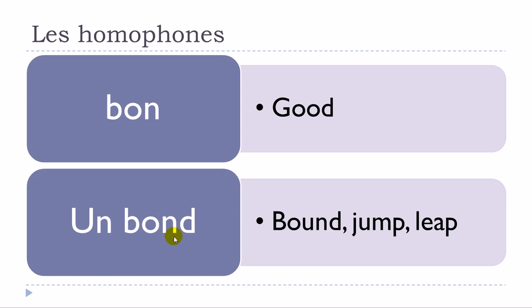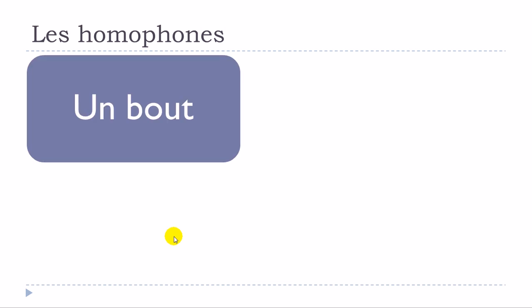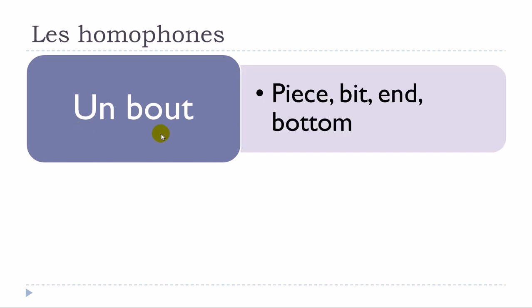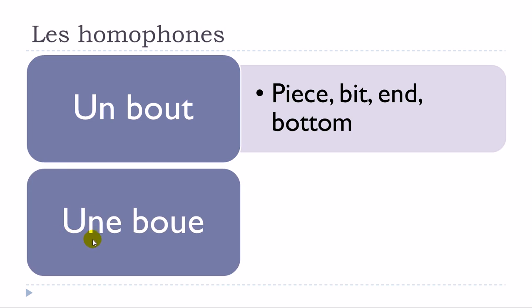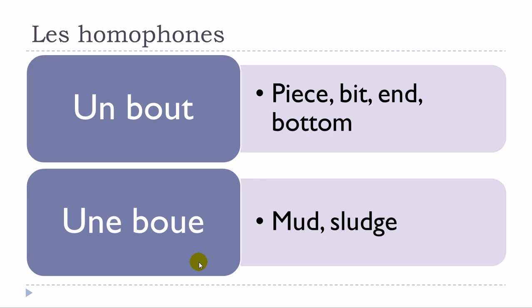Un bon. Un bout. Remember, final T not pronounced. Un bout. Une boue. Okay, so here the only difference between the two is here you get T at the end and here you get E at the end. Une boue.